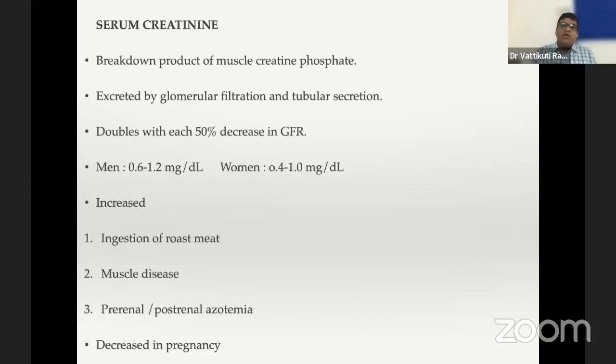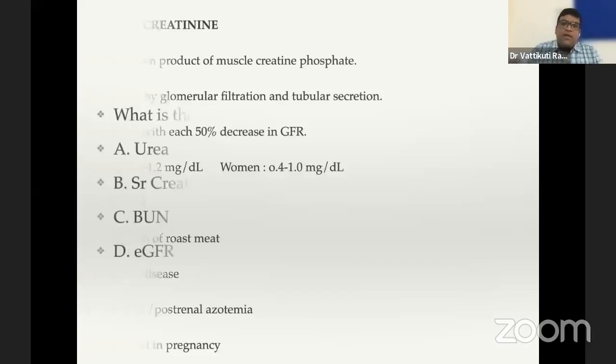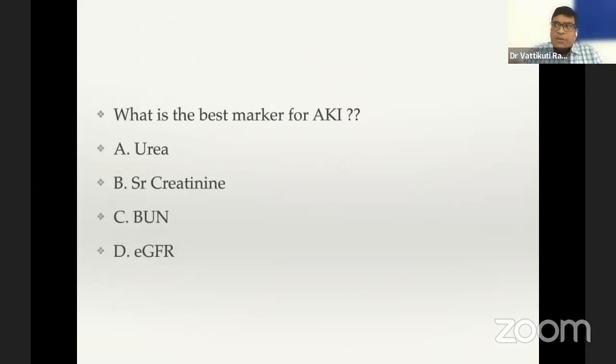So I want to ask, what is the best marker if you are looking at acute kidney injury? Either you want to look at blood urea, serum creatinine, blood urea nitrogen, or eGFR. What is the best parameter when you are considering a marker for AKI? Very good. Somebody, I think, answered eGFR. Yes, that's the right answer actually.